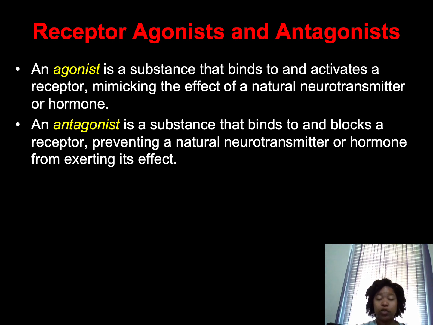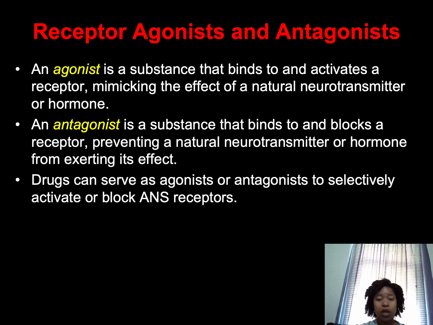So the agonist is a substance that binds to the receptor, and it essentially mocks the natural neurotransmitter to make something happen, whereas an antagonist binds to a receptor and blocks the space that an agonist or a natural neurotransmitter or hormone could get, which prevents the action from occurring. Drugs that serve as agonists or antagonists selectively activate or block ANS receptors. A lot of pharmacological products are put in place to mimic these responses, to force an adaptation within the body to help whatever it is that you're trying to fix.